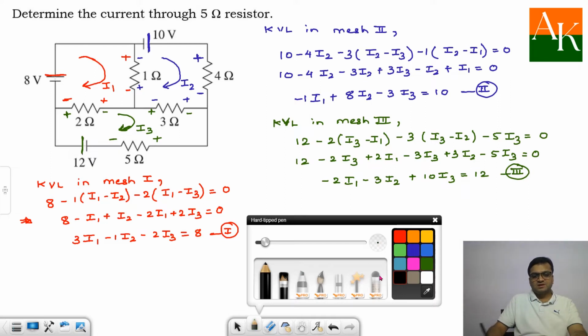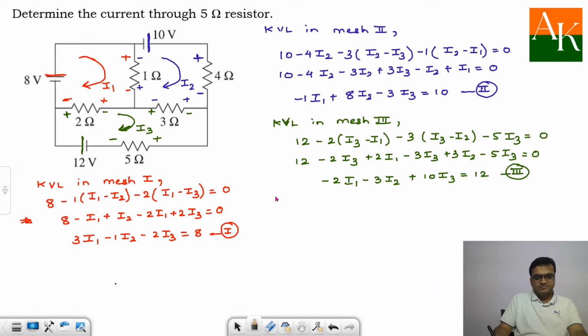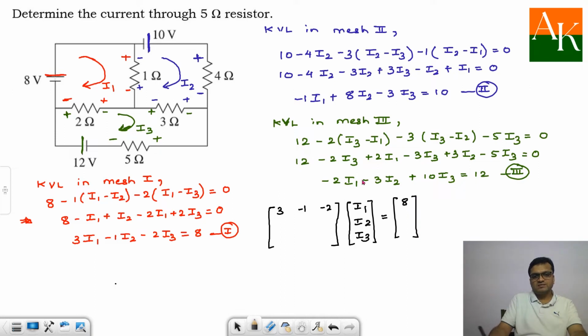Now I will write down these three equations in matrix format. From equation number 1, I will have 3, minus 1, and minus 2. Here you will have I1, I2 and I3, and the right hand side is 8. From equation number 2, I will have minus 1, 8, minus 3 and 10, and here I will have minus 2, minus 3 and plus 10, and the right hand side is plus 12.